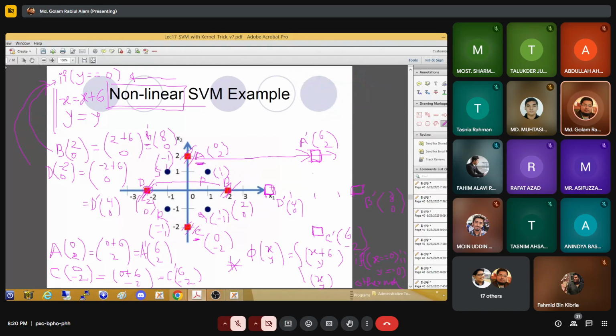So in your book, it is mentioned that the kernel trick can be designed for this problem in this way. There is x, y. It will be 6 minus x plus x minus y.